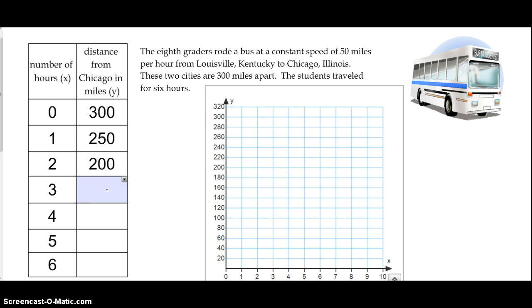We continue subtracting these 50 miles each hour. In 3 hours, 150 miles. In 4 hours, 100 miles. In 5 hours, 50 miles. And in 6 hours, we are there. 0 miles left for the journey. So that is how we fill in a table.